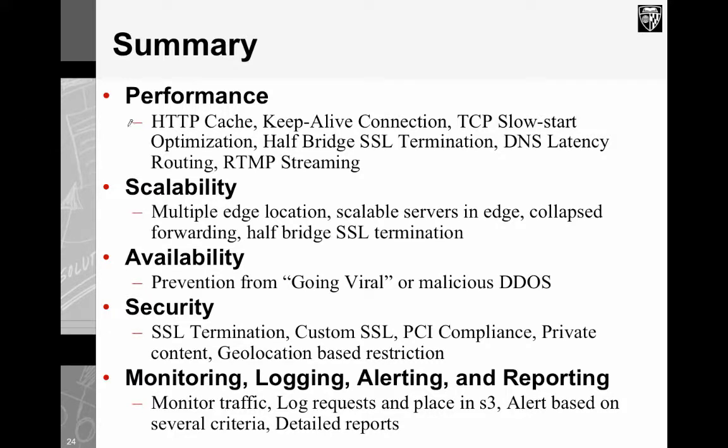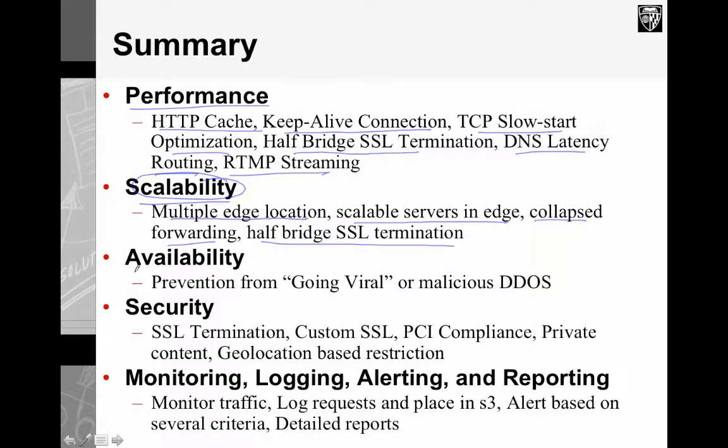So in summary, when it comes to CloudFront performance, CloudFront uses several techniques to improve the performance of serving content. It uses techniques like HTTP cache, keep-alive connection, TCP slow start optimization, half-bridge SSL termination over full-bridge SSL termination, DNS latency routing policy, and RTMP streaming. In terms of scalability, it uses multiple edge locations, and these edge locations have scalable servers. They also use techniques like collapsed forwarding and half SSL termination to improve the scalability of the application and the origin.